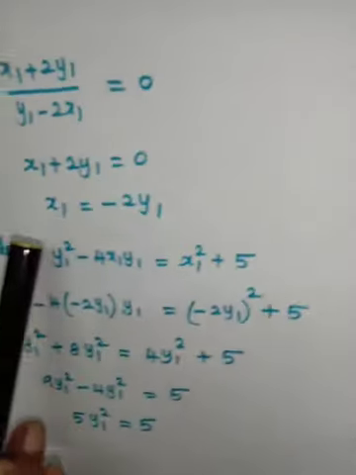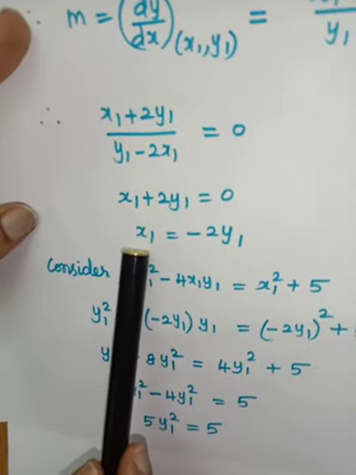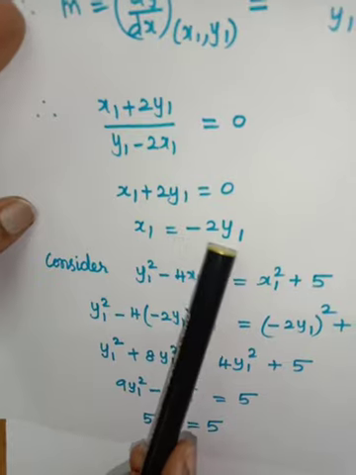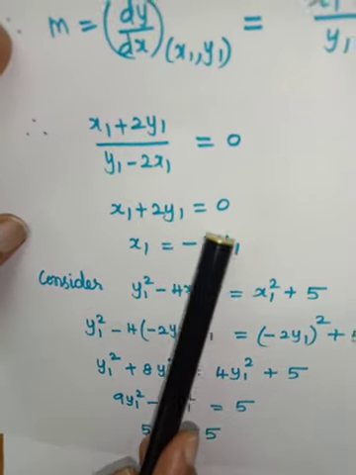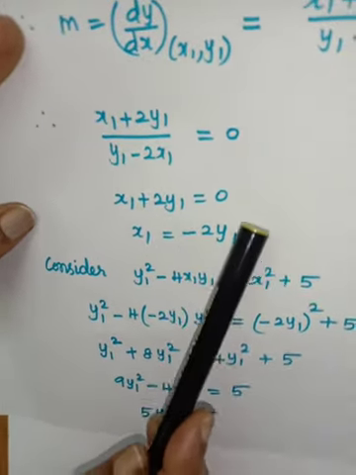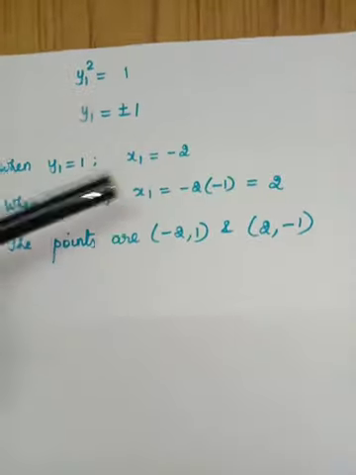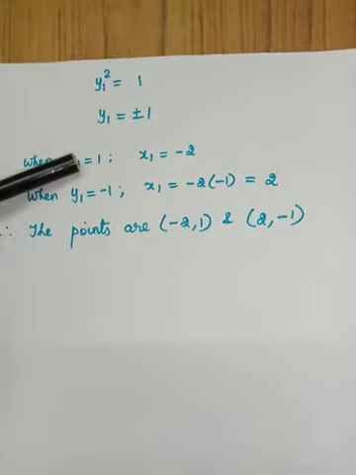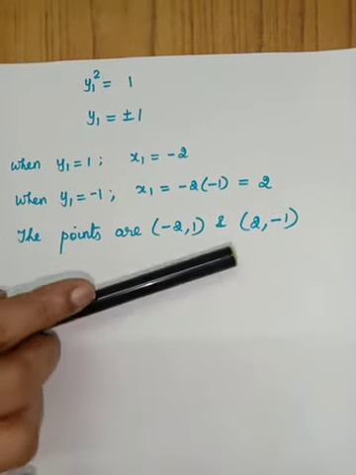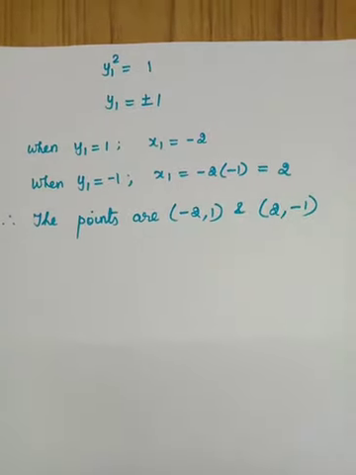So you have to find out x1. So what is the relation here you are having? x1 is equal to minus 2y1. So in that, if you substitute 1, it is minus 2. If you substitute minus 1, it is plus 2. So the points are minus 2, 1 and 2, minus 1, at which the tangent is horizontal.